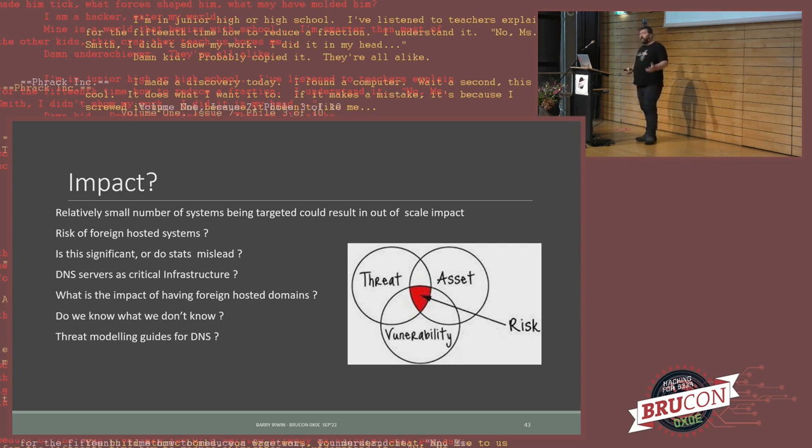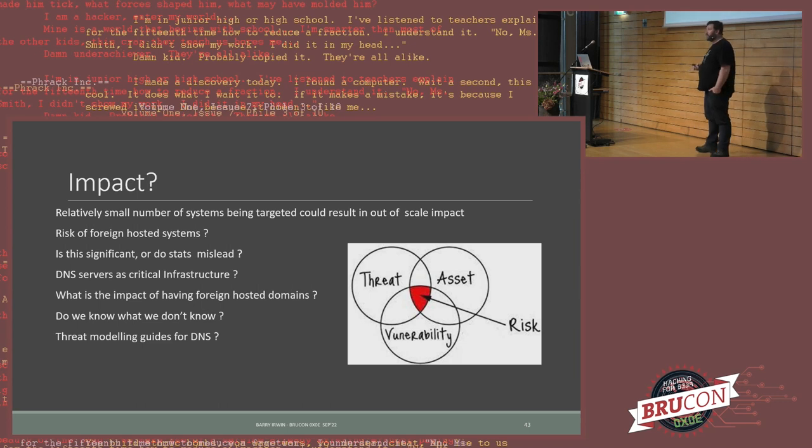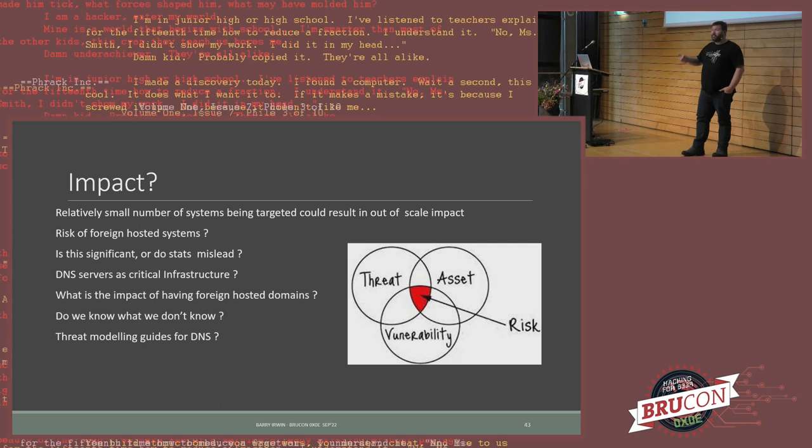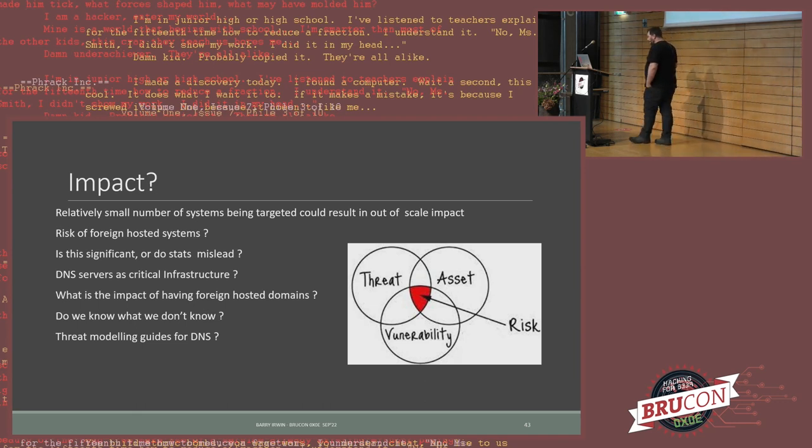What is the risk of foreign-hosted systems? Is this actually something significant? Am I actually just being someone who worries with no apparent reason? I don't know. This is about starting a conversation. Should we regard DNS servers as critical infrastructure? Are some domains more important than others? One of the things I've done is start pulling out government domains I could tie to governments. They were a little bit better off, but not that much better off. There were still some government domains for some countries located in some very odd places in terms of their name servers. Not necessarily a primary name server, but one of the name servers was there.